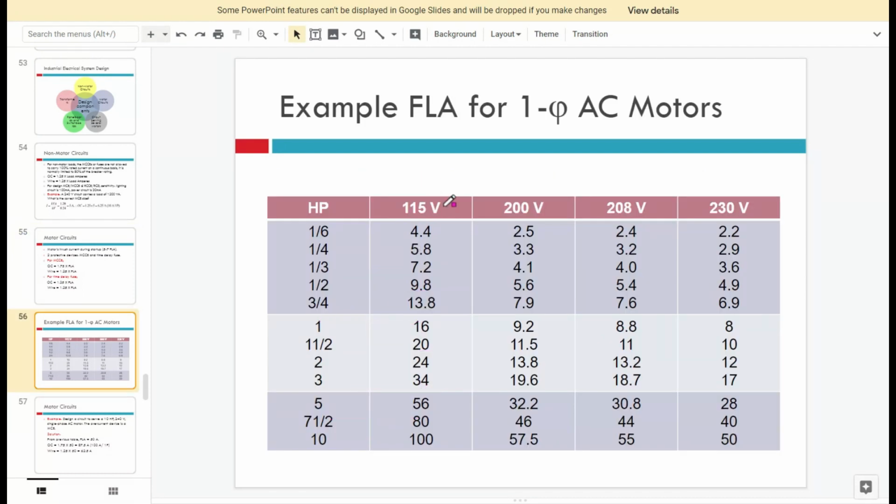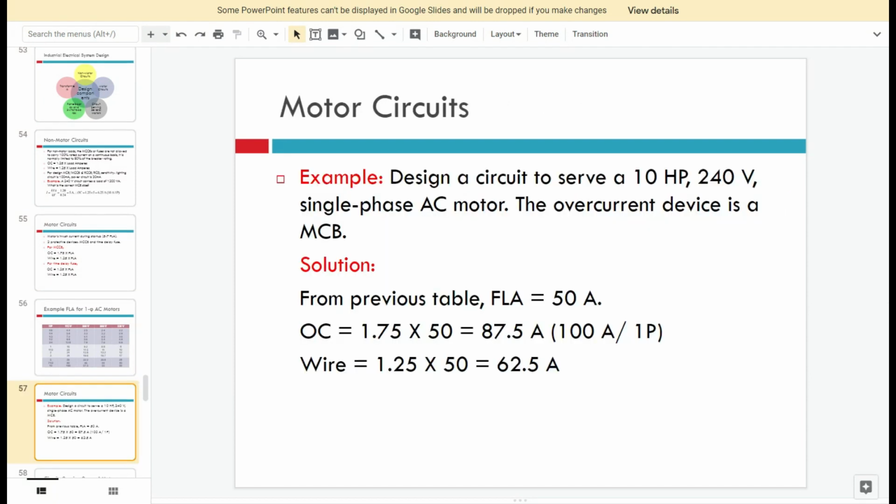Okay, this is the example of the full load amperes for single phase AC motors. As you can see here, this row is the horsepower, so motors related to the horsepower 1 to 1.5 and so on, and this is all the voltage, and this is the data for the full load amperes. You see the next slide for the details.